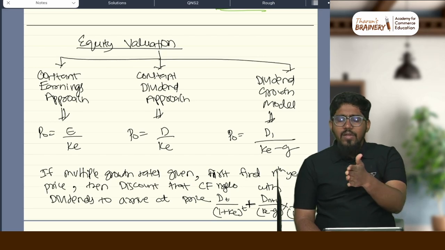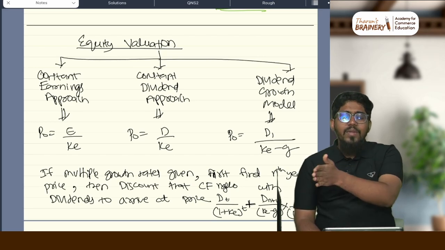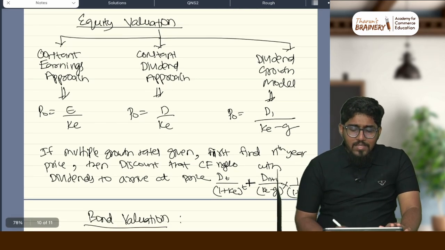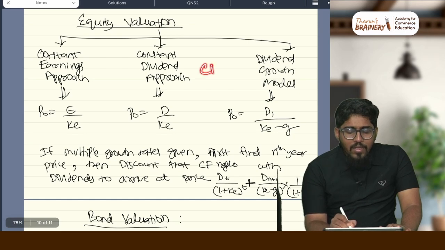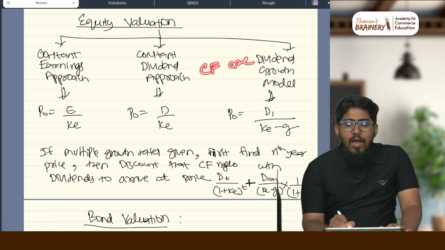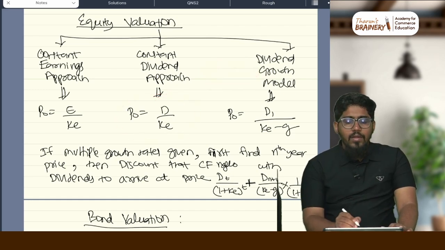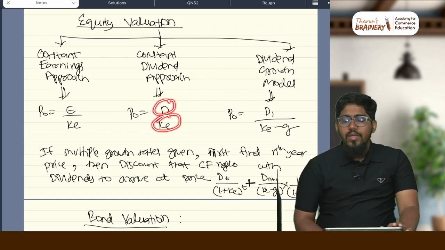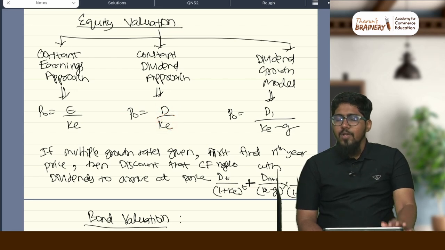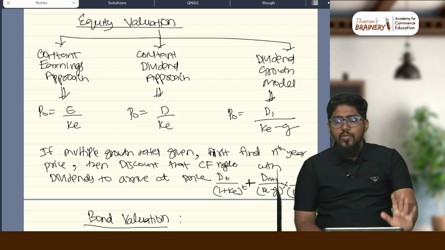If at all you want to know the logic, every time it is always continuous present value. The cash flows are perpetual, so it is nothing but perpetual discounting. Dividends discounted perpetually, that is what the price is. Always price is nothing but the present value of all the future cash flows.